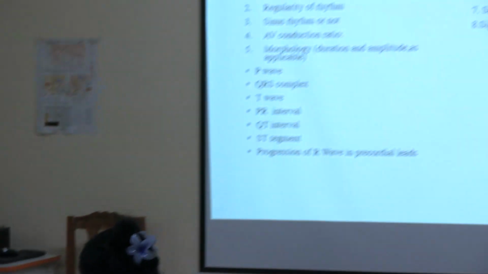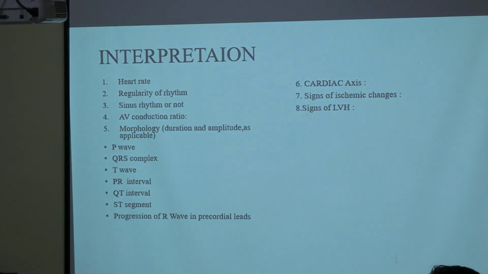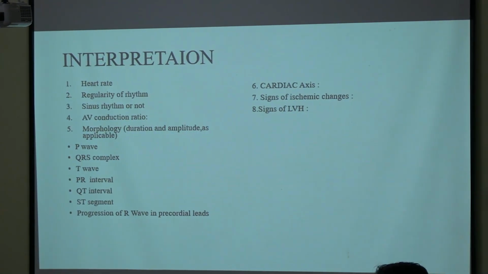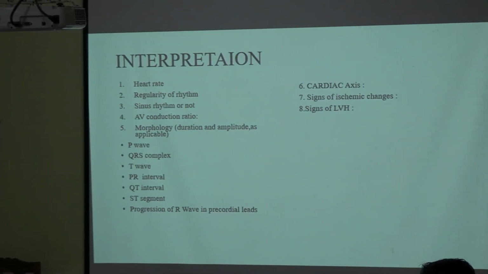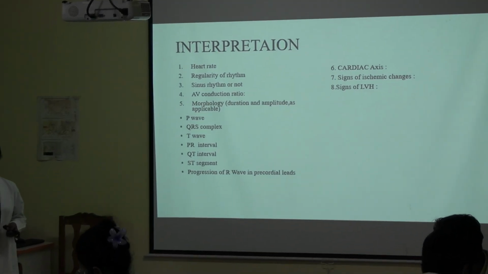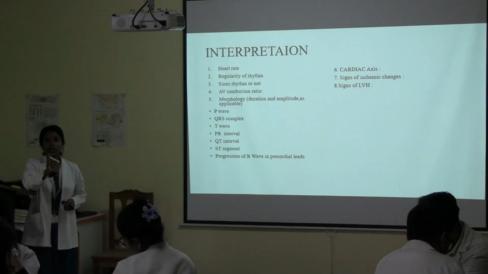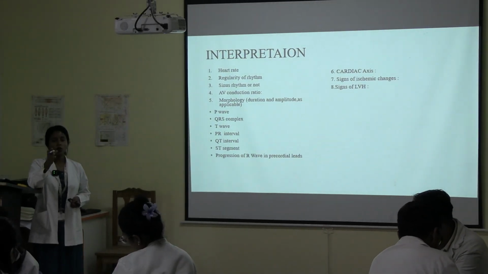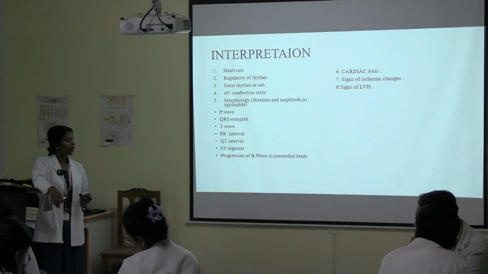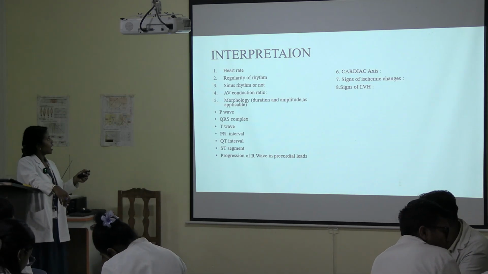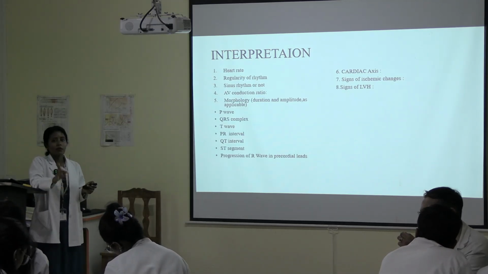Then we'll come to AV conduction ratio. So what is AV conduction ratio? AV conduction is atrioventricular conduction. One P wave followed by one QRS complex, 1:1. So that is the AV conduction ratio. In your case, I am sure that will be 1:1. Every P wave is followed by one QRS complex. Okay. So after you finish the heart rate, then regularity of rhythm, then sinus rhythm or not. For sinus rhythm, you have to look for the P wave.